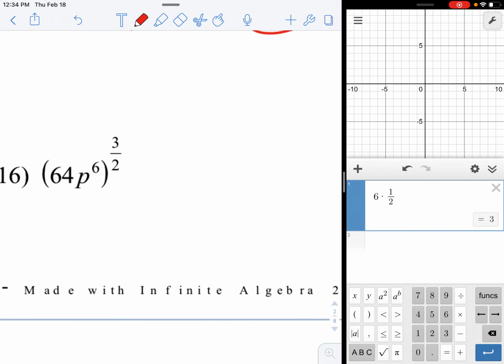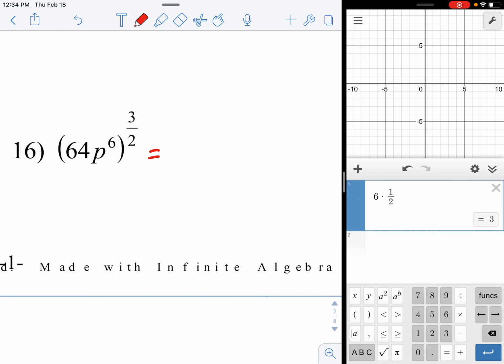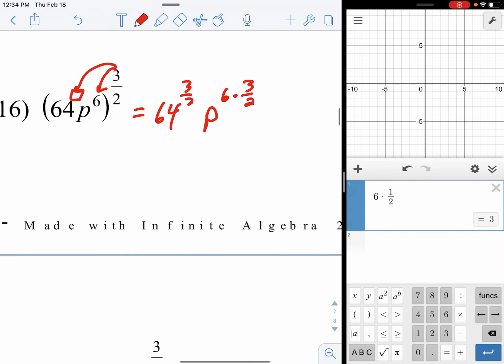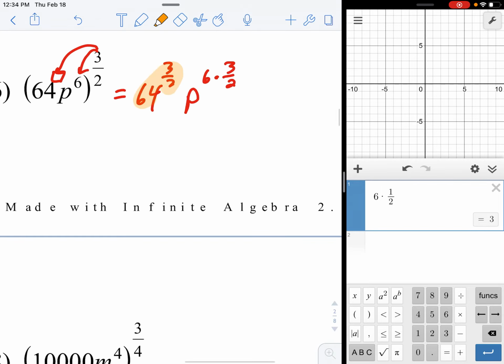Number 16 is going to be a little more complicated. So here's what we have to do. We have to apply this power to the 64 to the 3/2. There is no power here to multiply it by. But here we do have a power, so that's p to the 6 times 3/2. So I need to do 64 to the 3/2.